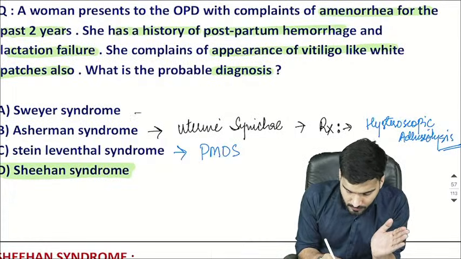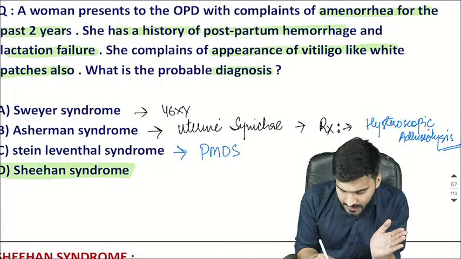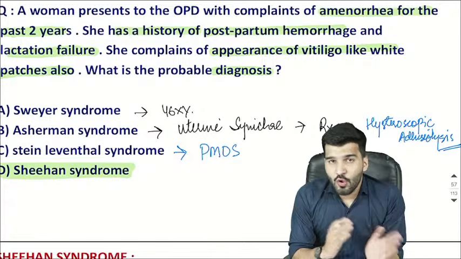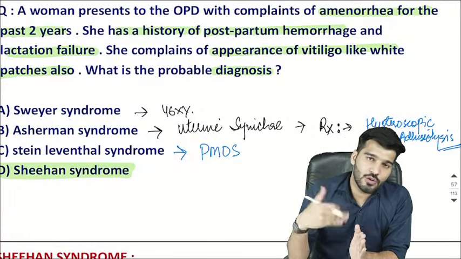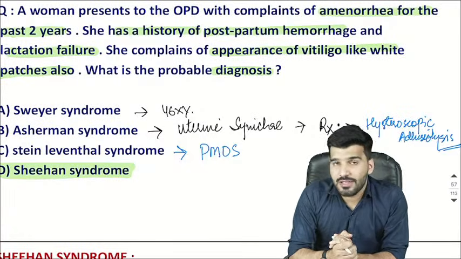Then Swyer syndrome we'll discuss. It's 46XY. There is no Mullerian inhibitory factor, due to which they develop female genital structures.